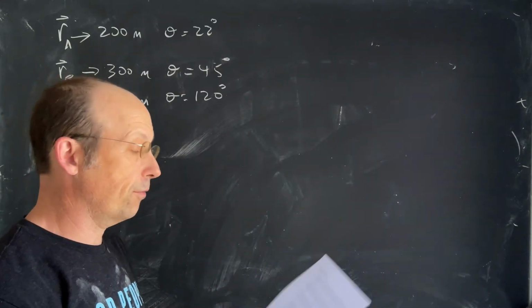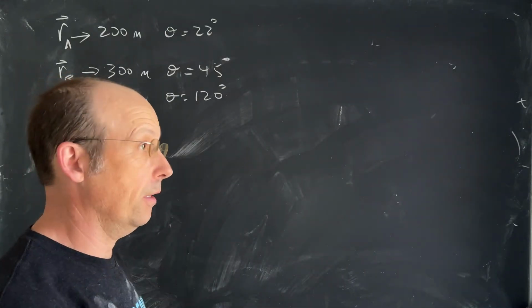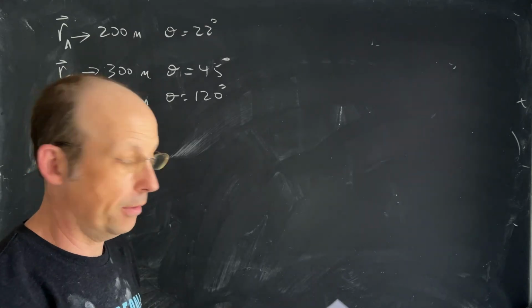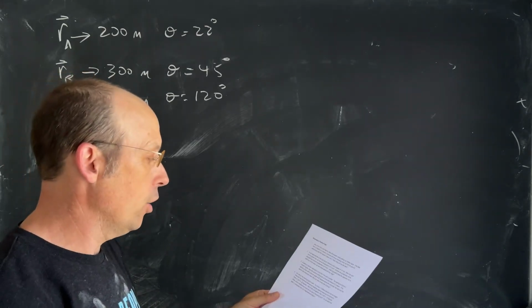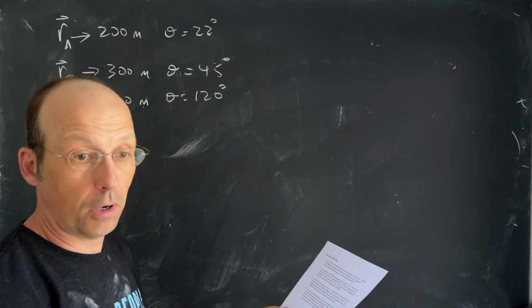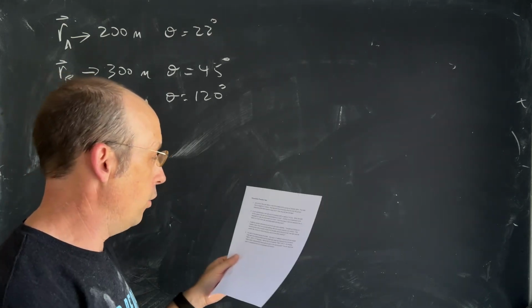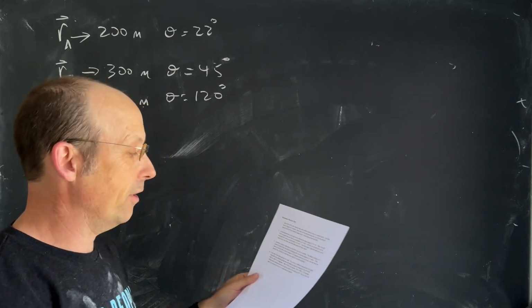A vector physics problem. Again, I made this one up. I've already put the list up of the exact question. But it says you're in the woods going for a walk. That's nice. And you move in 3 different straight paths.